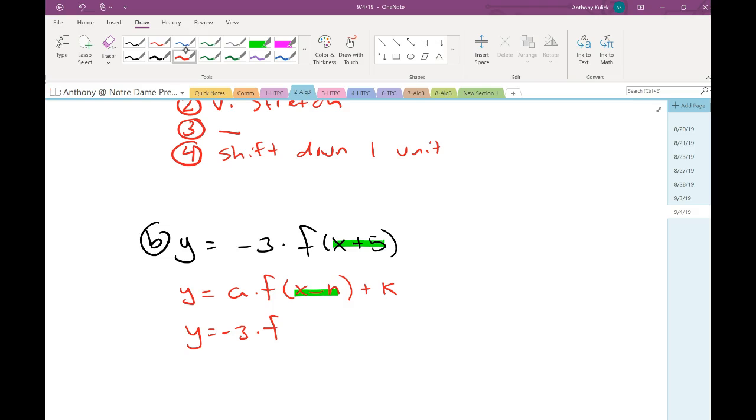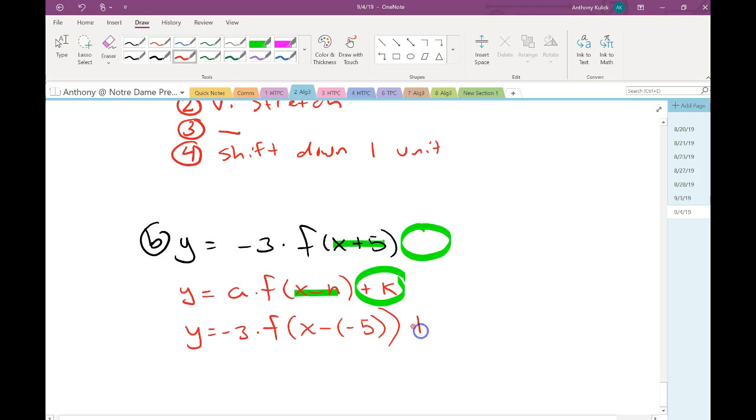It's a little bit sneaky here. I heard somebody whisper it. I wish you would have said it louder so you could have taken credit for that. We can write it as x minus a negative 5. Remember, subtracting a negative is the same as addition. So that's our workaround there. And then notice I don't have anything at the end where the plus k should be. So what should I write here? Plus 0. Is everybody happy with what we've done there?